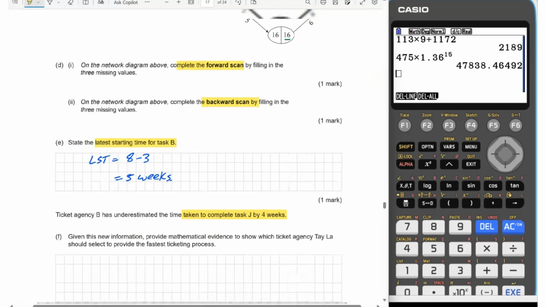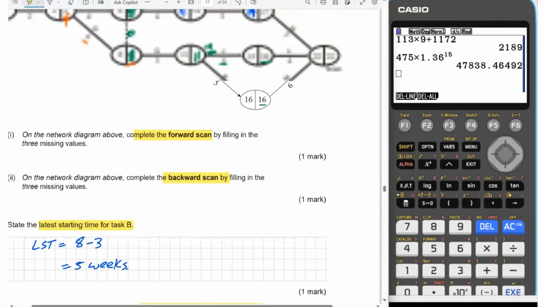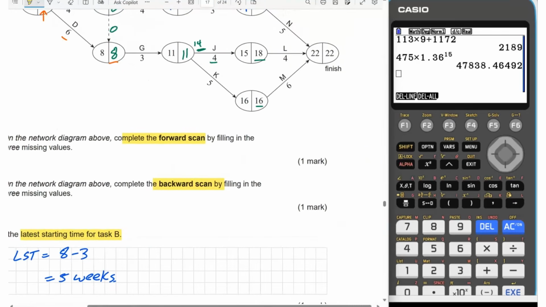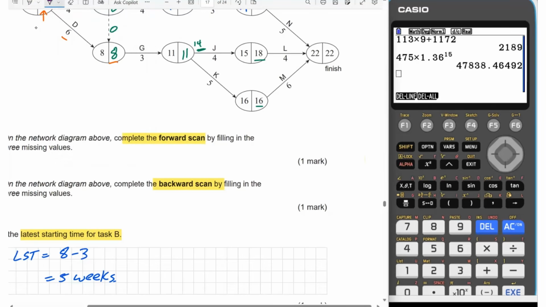So we're going to come up, we might have to scribble on this network a little bit. So we're changing task J to take an extra 4 weeks, and we might need another color pen. So task J is here. I'm just going to get rid of that 4. And now it's not going to be 4, we're going to have 4 plus 4. So it's going to take 8 weeks now to complete task J.